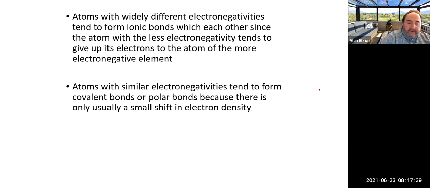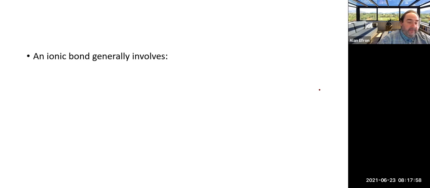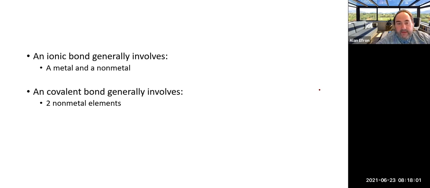And atoms with very similar electronegativities will tend to form those covalent bonds, either polar or non-polar type bonds. Again, only a small change in the electronegativity values between them, really because they're all sitting on the same side of the periodic table. And that brings us back to what we talked about before, as to our two types: ionic and covalent. Metal, non-metal for ionic, two non-metals for covalent bonding.